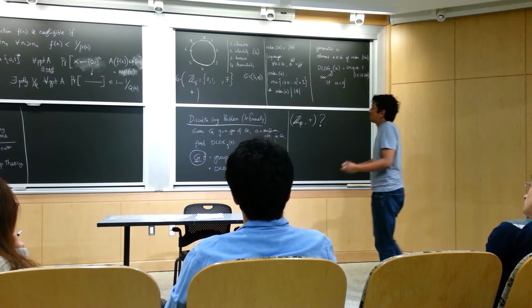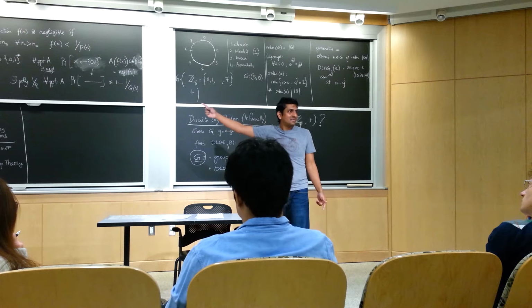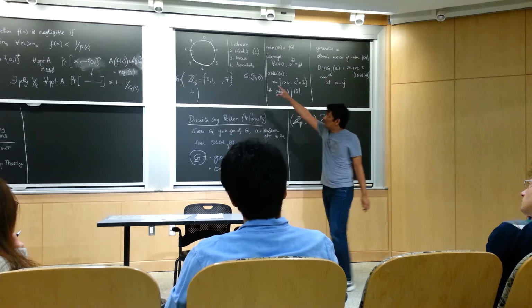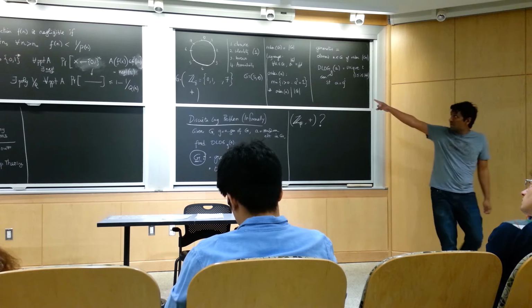4, also not a generator. 5, on the other hand, is a generator. In general, any number that is relatively prime to the order of the group is a generator of that group.